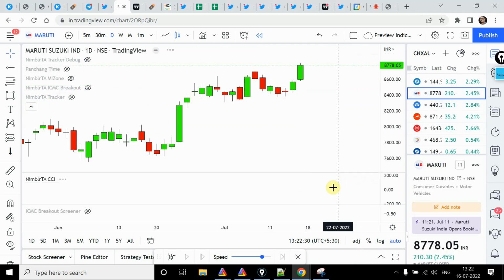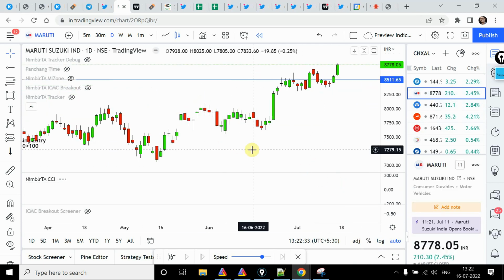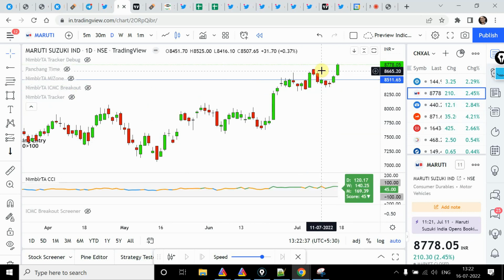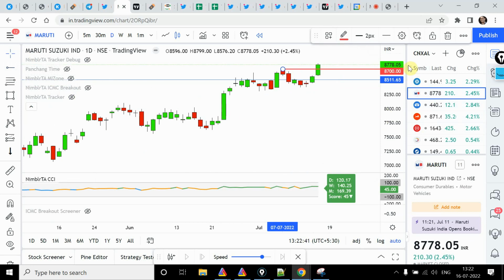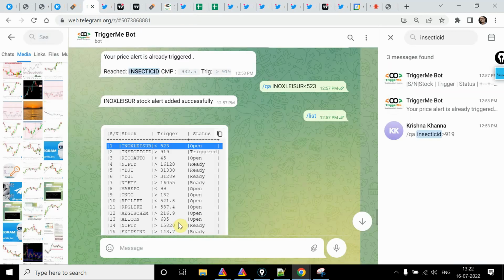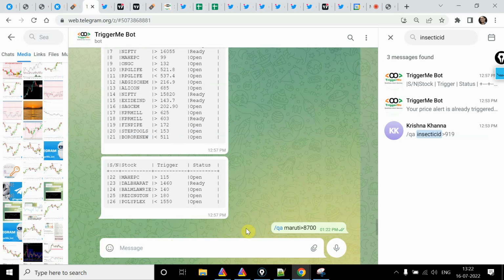I already know my mechanism that, okay, it is already in green of health already, and I would like to enter at this moment. Where would I like to enter? If this was the start of the day, probably I would enter above 8700. So what I would do, I will just go over here, do quick add Maruti greater than 8700, and I will just place this, right?